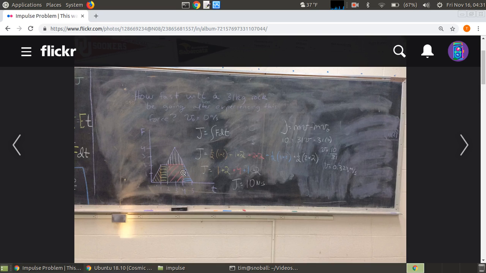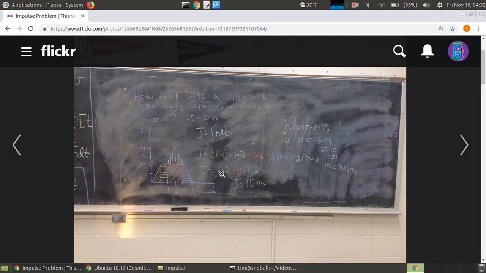If you have a more complex curve, but it still could easily be broken into simple geometric shapes, you use basically the same strategy. So this curve is complicated, but it was easily broken into easy to deal with pieces. So I just found areas of triangles and rectangles, added them all up, and then once again set that impulse equal to the change in momentum.